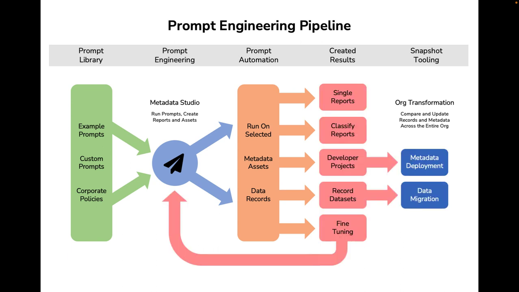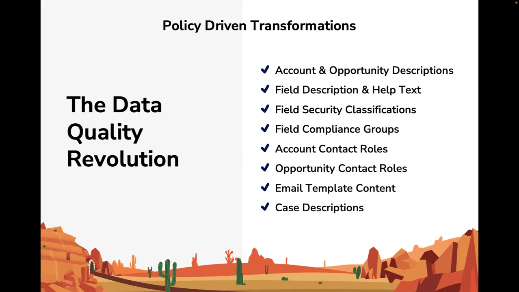Lastly, our AI tools and prompt engineering stack is completely integrated with our metadata deployment and data migration tooling. This technology allows you to change your org in any way that you need to. You can change all the descriptions and add security classifications and compliance groups. You can create any type of sales information like contact roles. You can modify all of your metadata assets like email templates and cases.